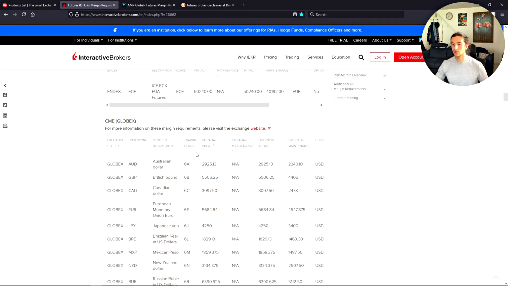Okay guys, we're going to talk about margins right now. What are margins? Margin is the amount of cash required in your account to open a position and to hold that position. Sometimes the margins can change if you're holding a position overnight versus holding it intraday. So you can see here that there's multiple columns. Intraday initial margin, which is the amount you need to open a trade. Overnight initial, which is the amount you need to hold the trade into the closing bell. And you'll notice that these are not always the same, okay?